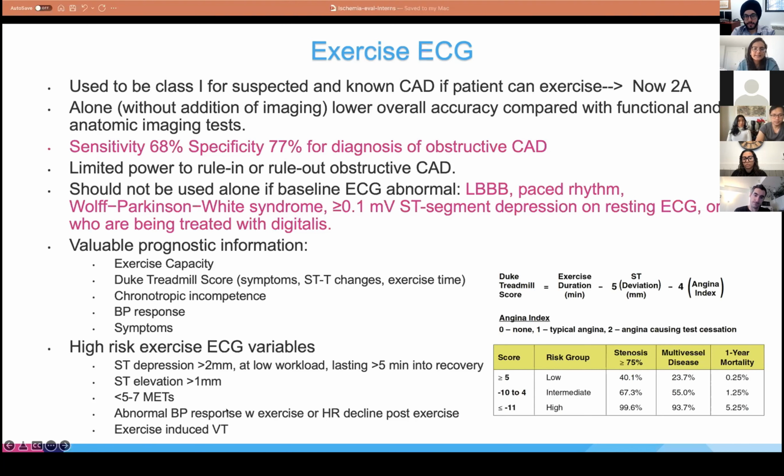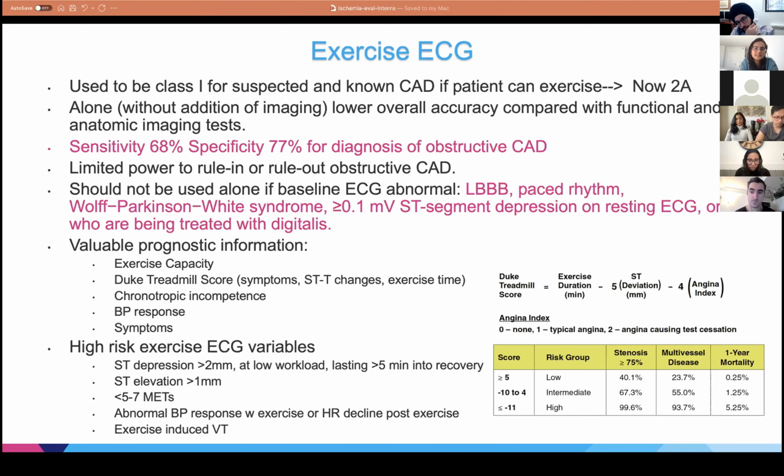What are the high-risk findings that you see on an exercise ECG? The reason I put them in here is because, let's say you order a treadmill test on one of your patients and you get a report, I want you to look at these things and see if any of these are present, because that would help you look at some of the individual components of the exercise test which are associated with high risk.